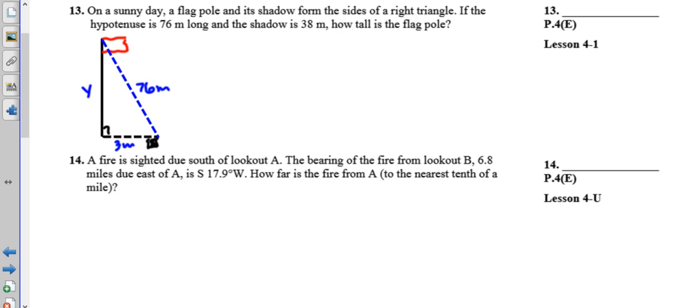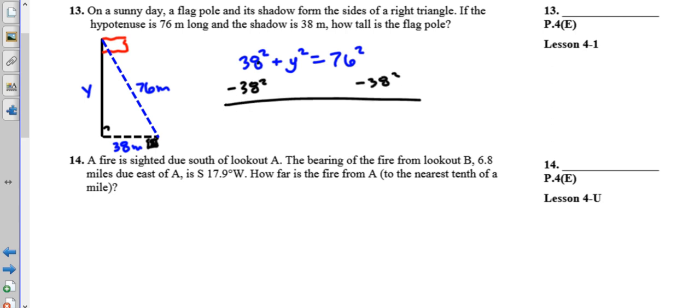We can use the Pythagorean theorem. Did I just put a 3 here? I'm sorry, you're probably sitting there wondering why I did that. That should be 38 meters. So I could say that 38 squared, x squared, plus y squared will equal 76 squared. And to solve this, before I go to the calculator, I'll just do it all at once. I'm going to subtract 38 squared from both sides. Now, PEMDAS says I have to square first, so I can't just take that away. So I'd have y squared equals 76 squared minus 38 squared.